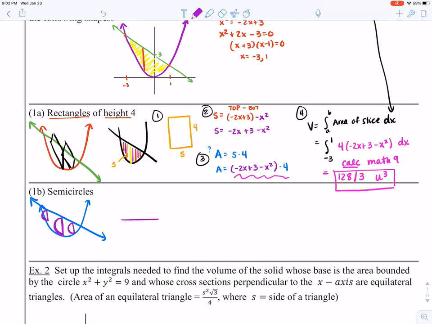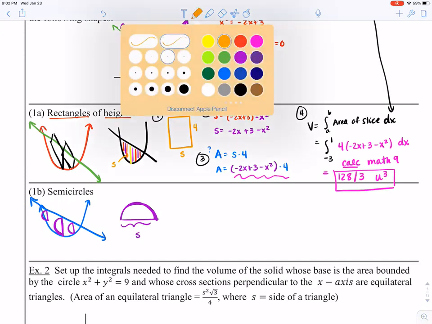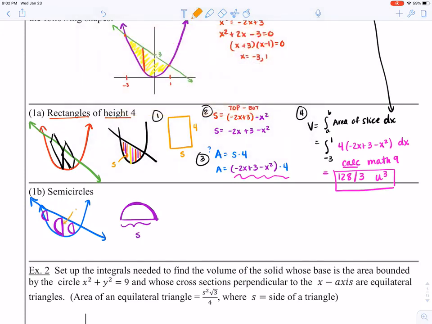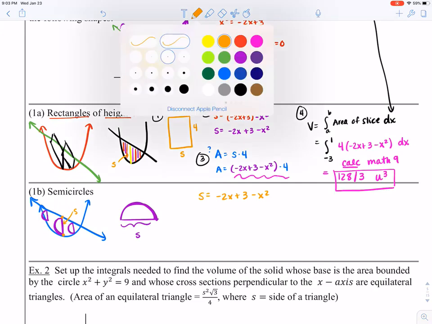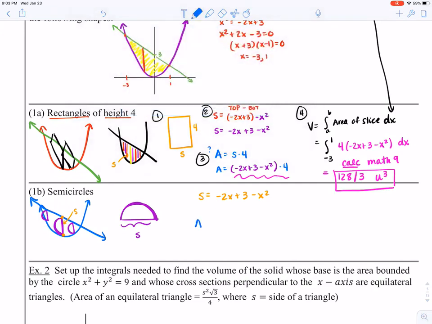So let's look at this sideways. This would be S. And when I say S, I'm talking about this edge up and down that we just found. Now guys, our S has not changed at all. Our S is still represented by top minus bottom, so negative 2x plus 3 minus x squared. Still hasn't changed, okay?